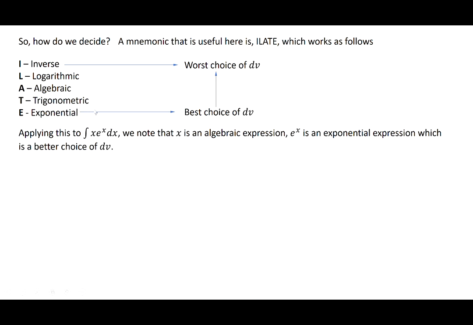Trigonometric. Cool. Which is a better choice for dv among the trigonometric and algebraic? I said bottom to top, right? So trigonometric is a better choice than algebraic. So that means we will make dv to be cosine x dx. And u would be the rest of it, which is x. Right? That's what we see. u equals x, and dv is the trig one, cosine x dx.